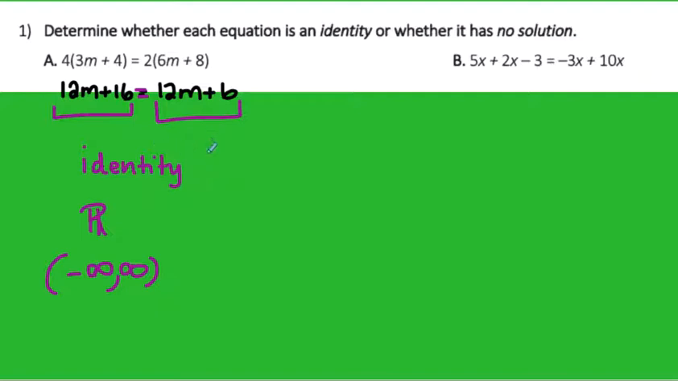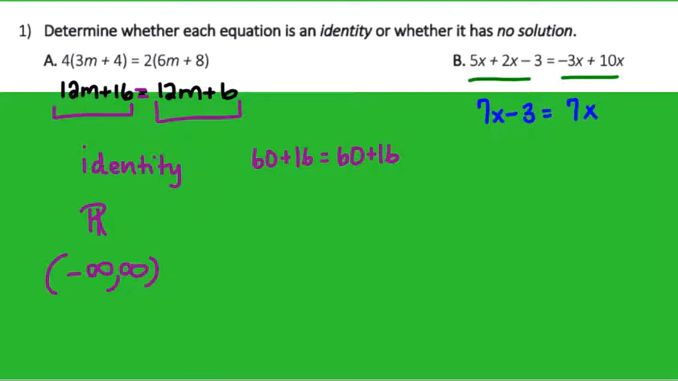And we could actually test that out. Give me a number. Let's say m was 5. So 12 times 5 is 60 plus 16 is going to be the same as 60 plus 16. All right, let's look at this next one. 5x plus 2x minus 3, so I have an expression equaling an expression. I'm going to combine them. It's going to give me 7x minus 3 equals 7x.